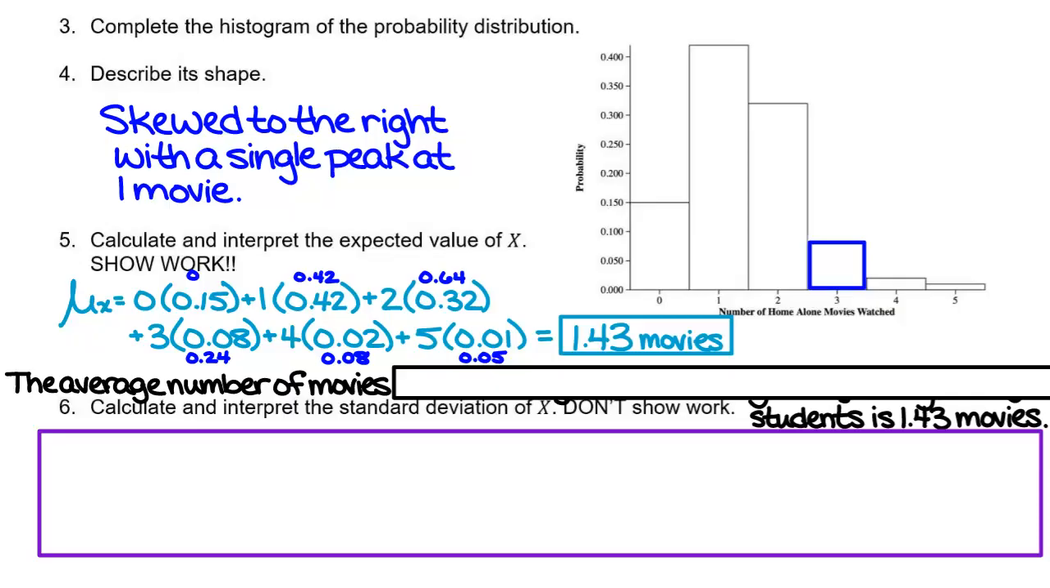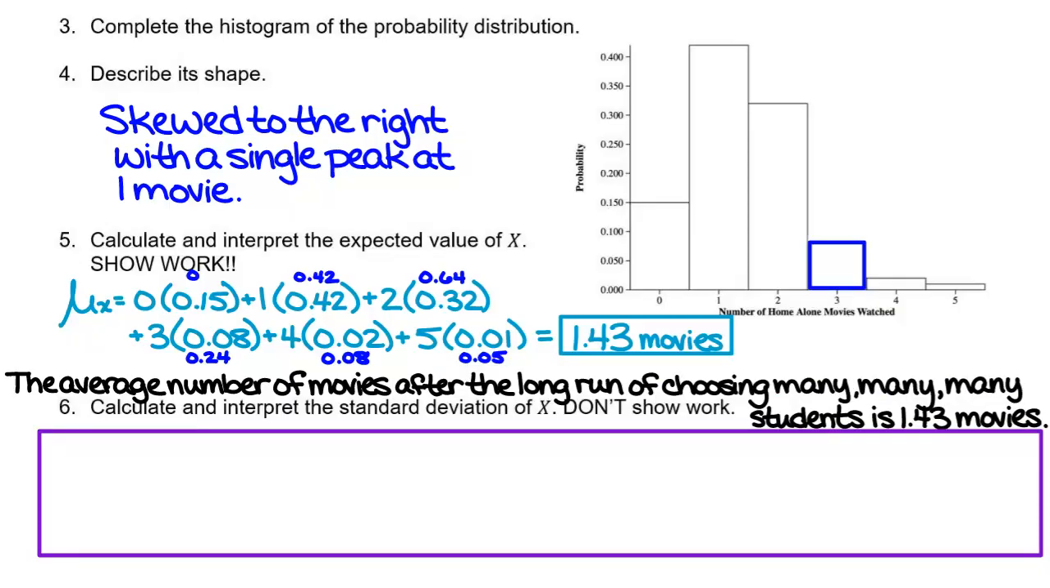Remember, they said that this was taken from a very large sample of high school students. So if I were to repeatedly pick out a random student from the people that were included in this sample, and I did it over and over, then in the long run, after choosing many, many students, the average number of movies watched would be 1.43 movies.